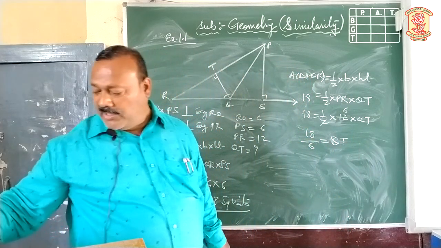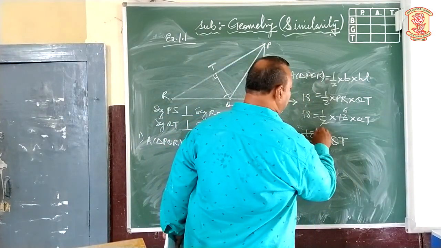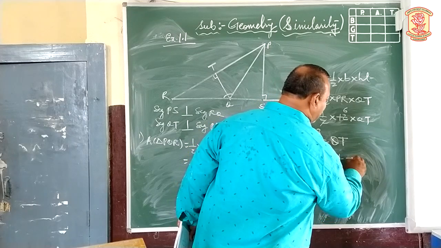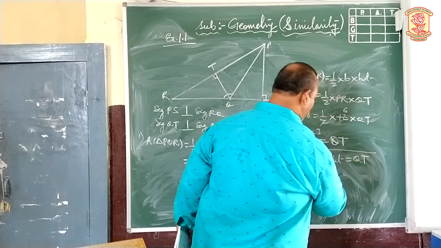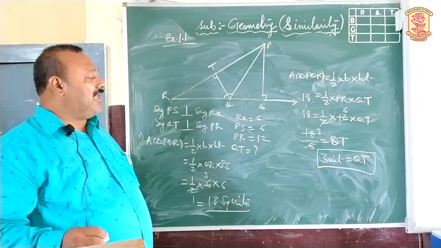Value of QT. Now 6 1s are 6, 3 6s are 18. Therefore 3. No unit is given, but always express the answer in units. The value of QT comes to be 3 units. In this way, you have to proceed and get the value of QT.